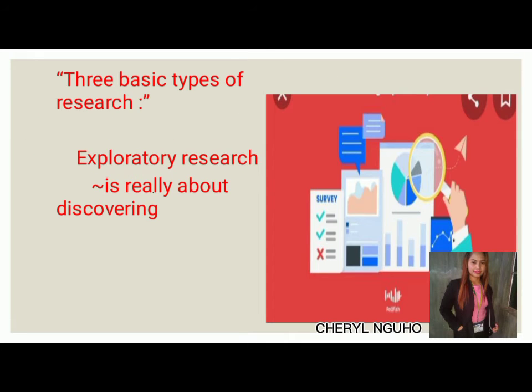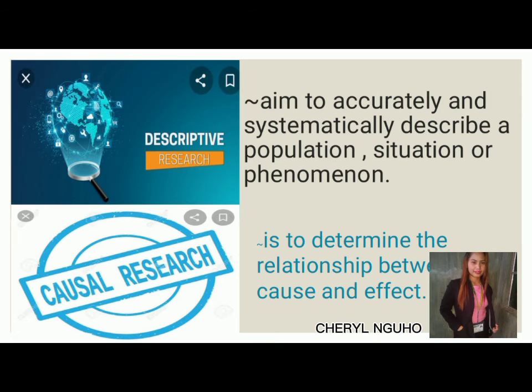There are three basic types of research. Exploratory research is really about discovery. The main intention of exploratory research is to provide us with details about where a small amount of information can be found. Next, descriptive research aims to accurately and systematically describe a population, situation, or phenomenon. Also, it can answer the questions of what, where, when, and how, but not why.